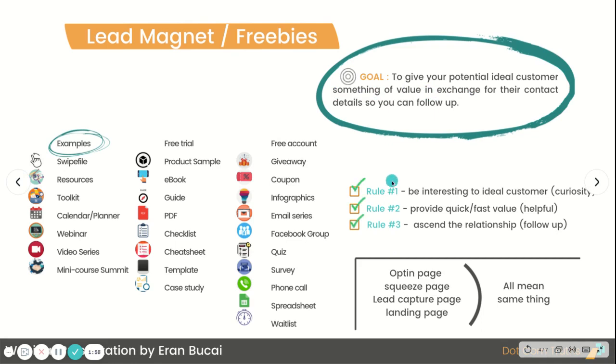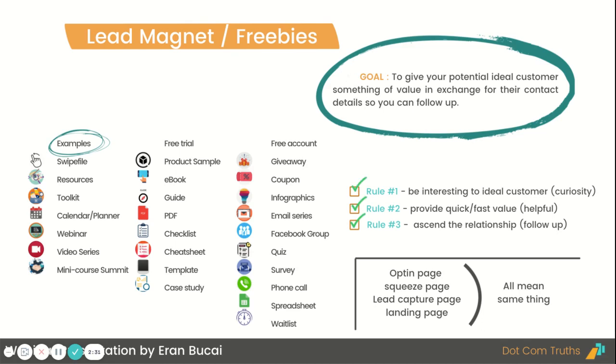Now, there are three rules to how I go about lead magnets. The first rule is it needs to be interesting to your ideal customer, something that they would be curious about. You need to evoke some sort of curiosity. The second rule is provide quick and fast value. It needs to be helpful. Ideally, you want to treat it like something that gives them a quick hit, like a cup of coffee gives you a caffeine hit. You want to think of it that way. Something that gives them instant value.